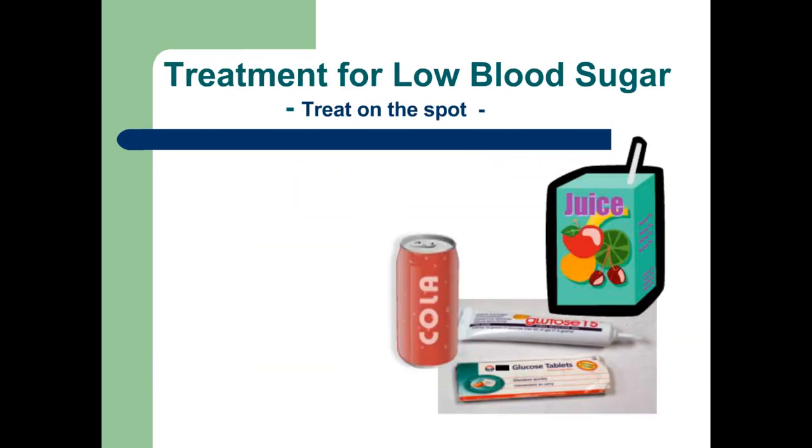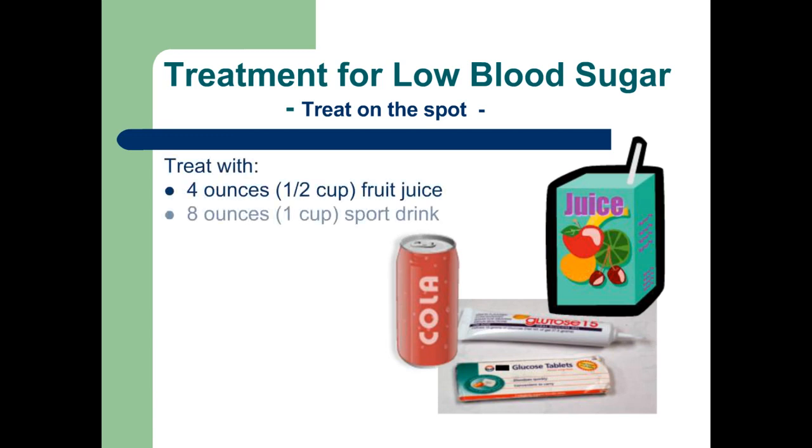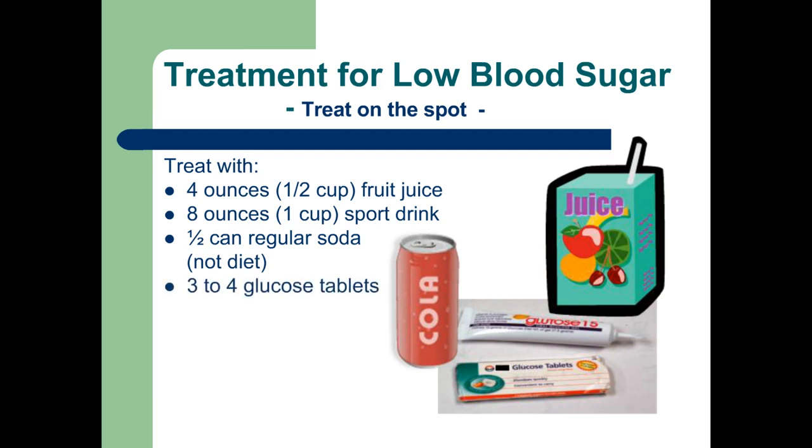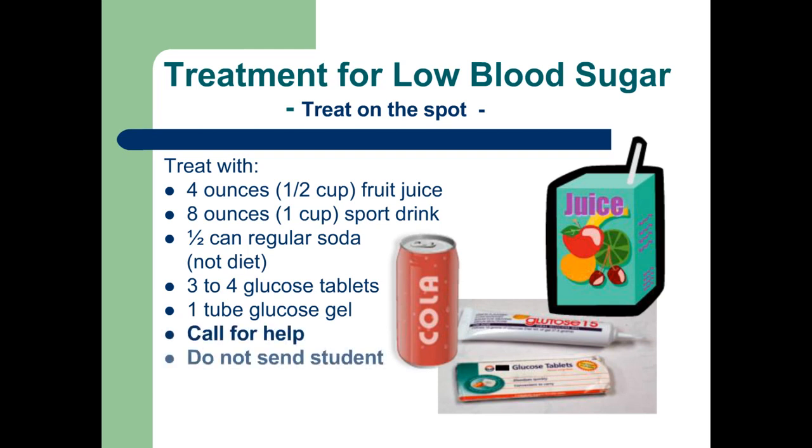As soon as symptoms of low blood sugar appear, treat on the spot. Give the student a quick-acting sugar product such as 4 ounces or half cup of fruit juice, 8 ounces or 1 cup of sport drink, a half a can of regular soda, not diet, 3 to 4 glucose tablets, or 1 tube glucose gel. These items may be found in the student's backpack, school health office, or school cafeteria.